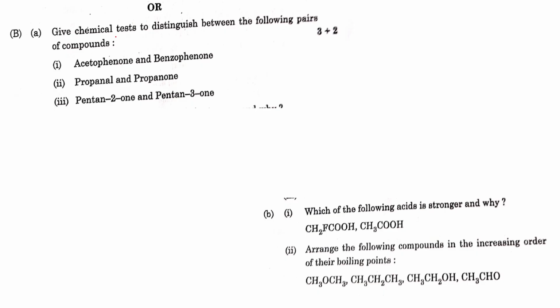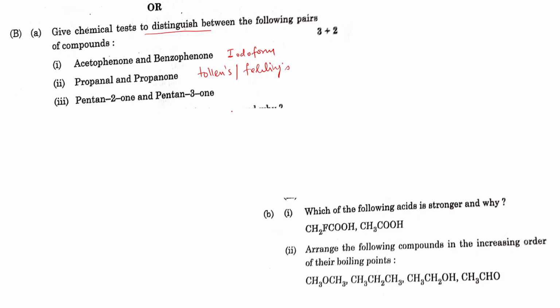You have to give the chemical test to distinguish between the following: acetophenone and benzophenone. Acetophenone means benzene COCH3. COCH3 is distinguished by the iodoform test. Propanol and propanone, that means aldehyde and ketone. So a simple one, either Tollens' or Fehling's test.